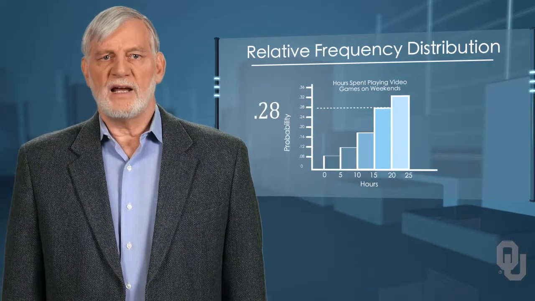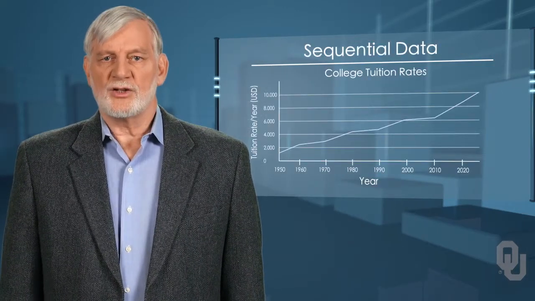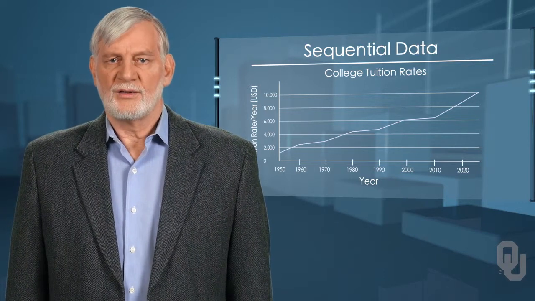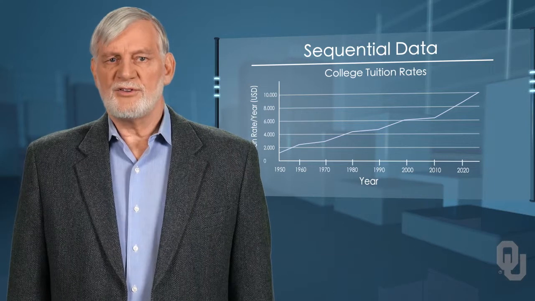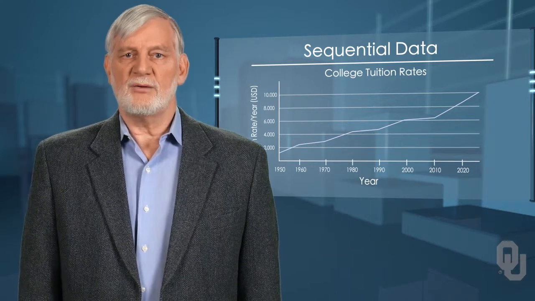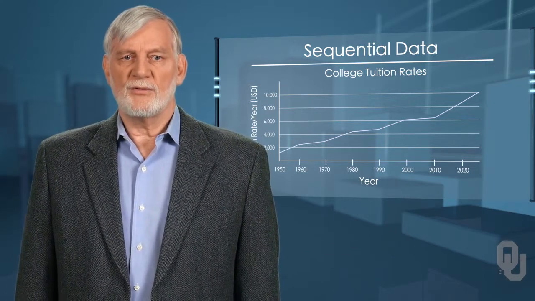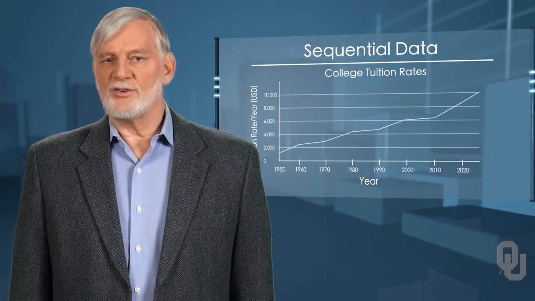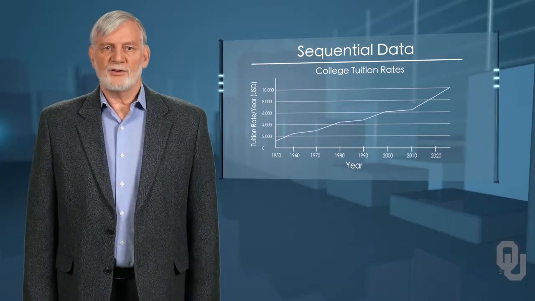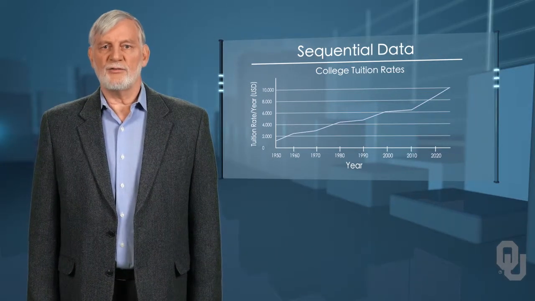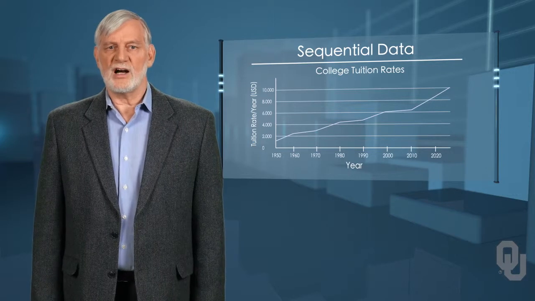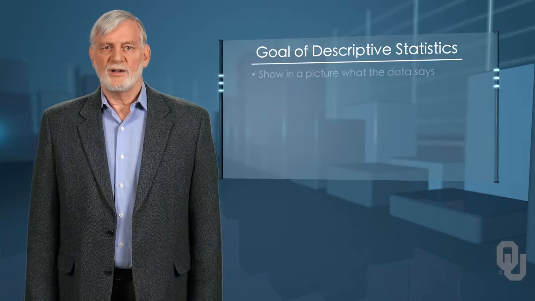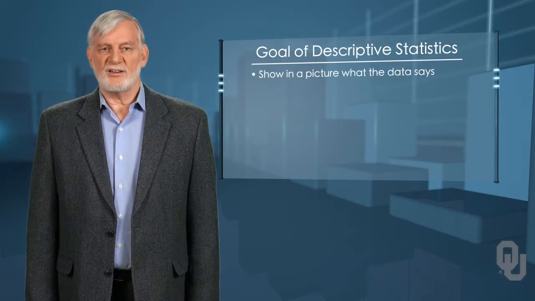Another method of displaying data is unique to data that is sequential. Tracking a variable over time is used in many situations. These data are called time series data and can as easily be graphed with the value of the variable, for example, college tuition, on the vertical axis, and time on the horizontal axis. This intuitive way of presenting a picture gives a quick view of how the tuition has changed over time. This is a great example of the goal of descriptive statistics, to show in a picture what the data says.